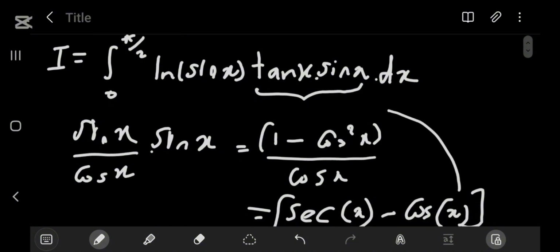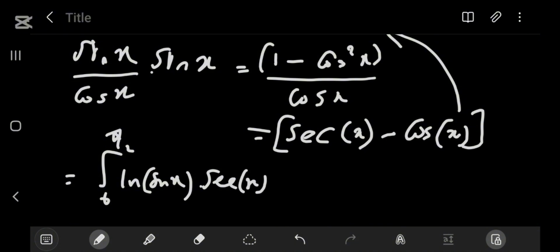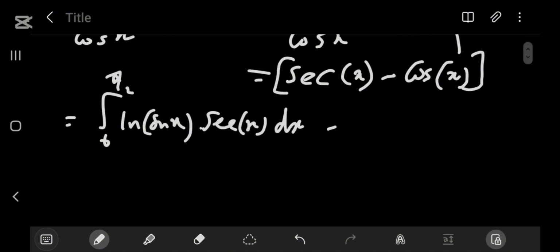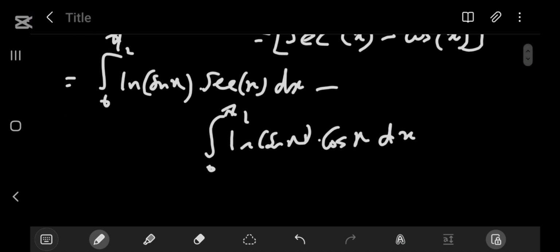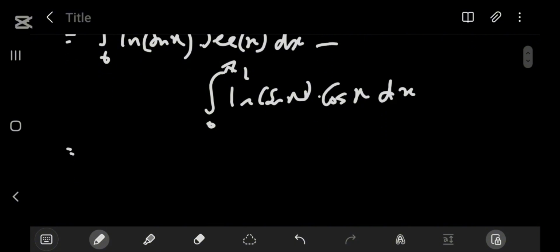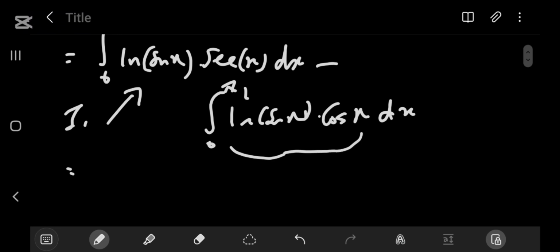Now we are ready to plug this into the above integration, and we'll finally get the integral from 0 to pi by 2 of ln sin x dot secant x dx, minus the integral from 0 to pi by 2, let me write that down, of ln sin x dot cosine x dx. Okay, cool. Now we have something like this. Let's name this one as I1 and this part as I2.